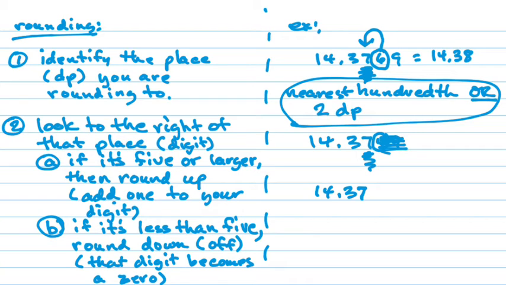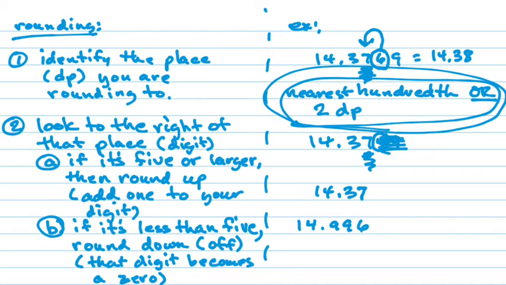Now, there is one case that is a little odd that you need to be prepared for. Let's say I have the same thing, but this time it's 14.996. And again, I want to round to the nearest hundredths, in other words, 2 decimal places. What digit is in the place that I want to round to? The second 9. What's the digit immediately following it? The 6. So is it going to round up or down? Up. So that means I'm going to add 1 to my 9. But what happens when you add 1 to a 9? Well, it's going to turn into a 10, isn't it?